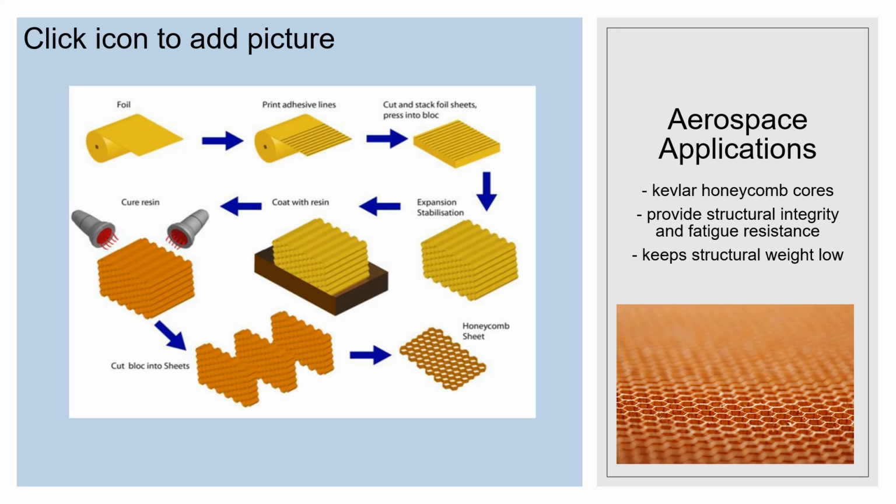For aerospace applications, Kevlar can be utilized for both interior and some structural applications. The key factor is the use of Kevlar honeycomb cores. These honeycomb structures provide considerable structural integrity and fatigue resistance while keeping the structural weight quite low. These structures are created from long rolls of Kevlar sheets, wherein a machine lines adhesives and stacks more sheets of Kevlar together. Once a certain sheet thickness is reached, the machine presses the Kevlar sheets together to ensure that the adhesive uniformly adheres the sheets together.